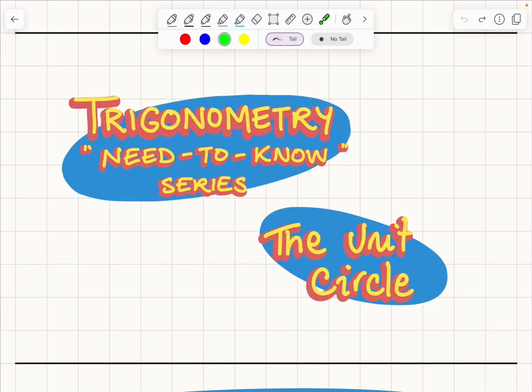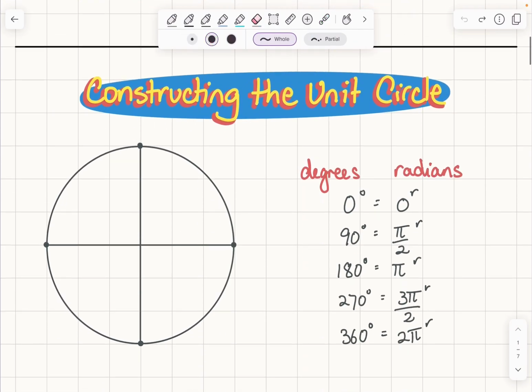This is the Trigonometry Need to Know series, just the basics to fix up any misunderstandings you've got and help you along the way. We've got the unit circle up first. So let's construct the unit circle.